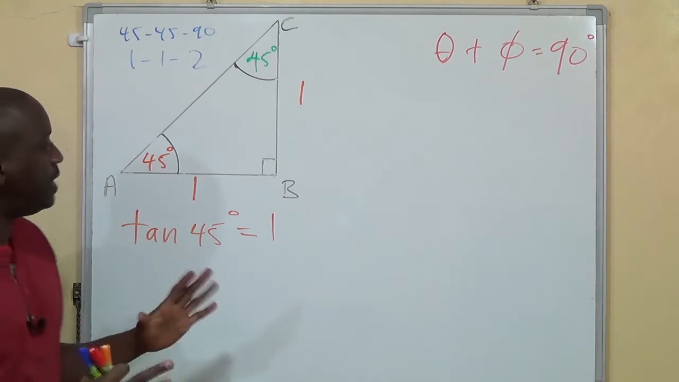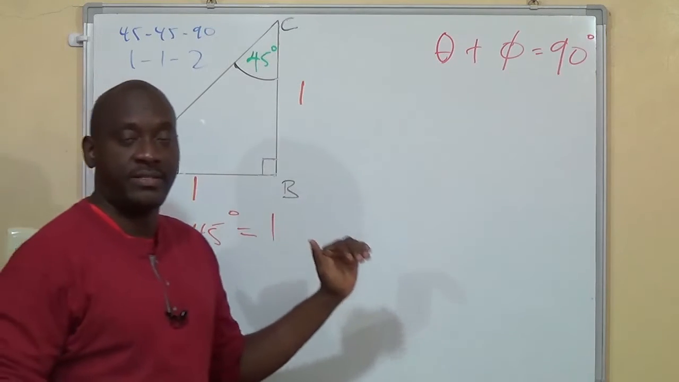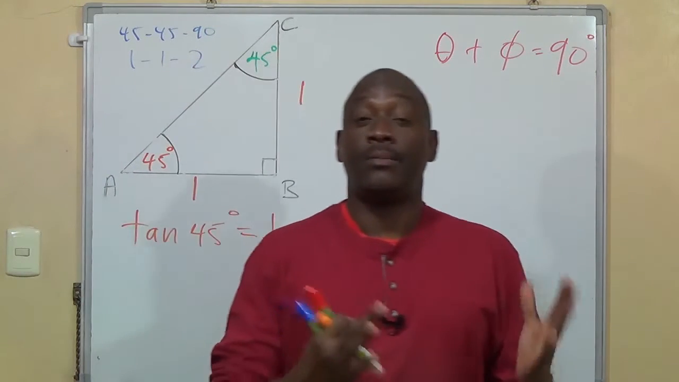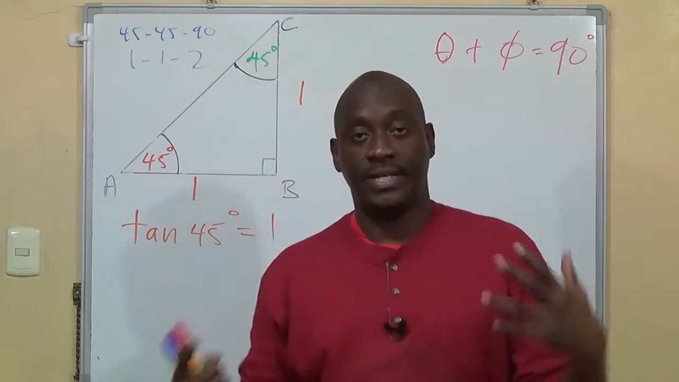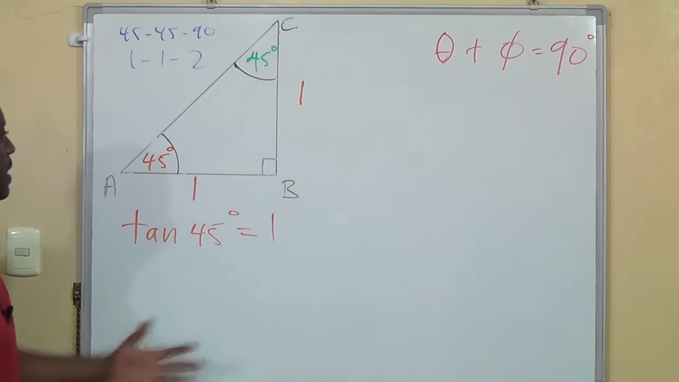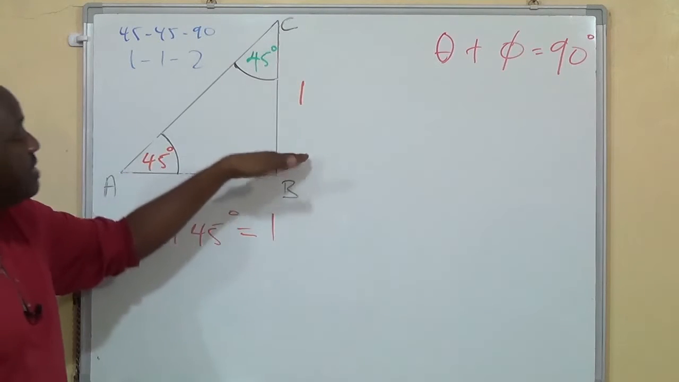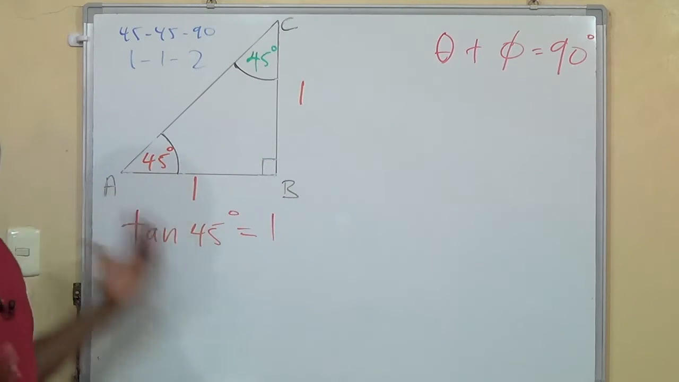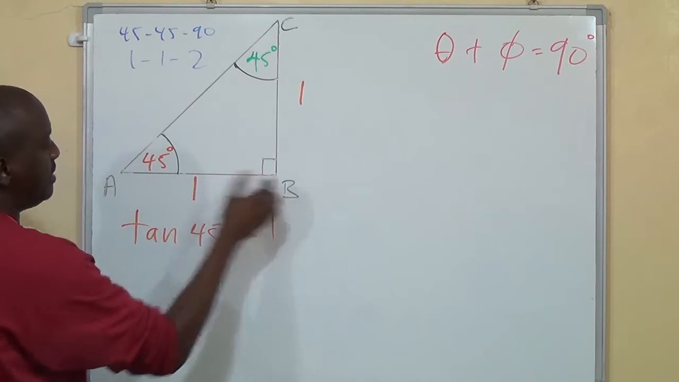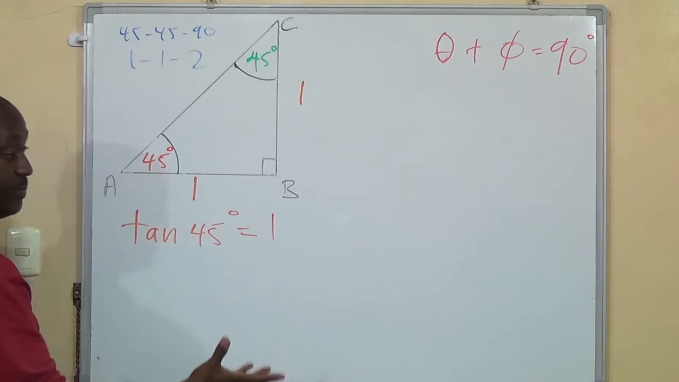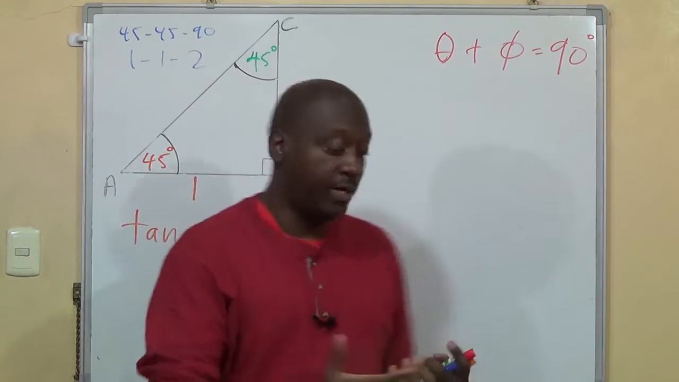So in other words, all it means is that once the reference angle is 45 degrees in a right angle triangle, the length of the opposite side is equal to the length of the adjacent side. So if this side is 23 meters, then this side is 23 meters. If this side is 65 kilometers, this side is 65 kilometers. If this is 286.95, this would also be 286.95.